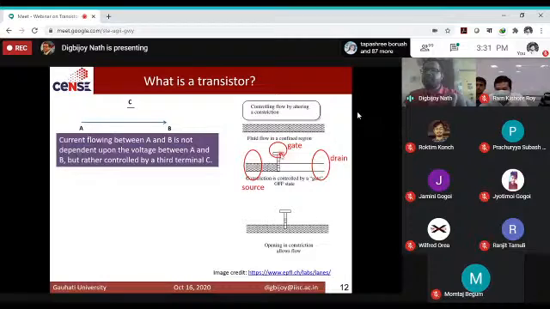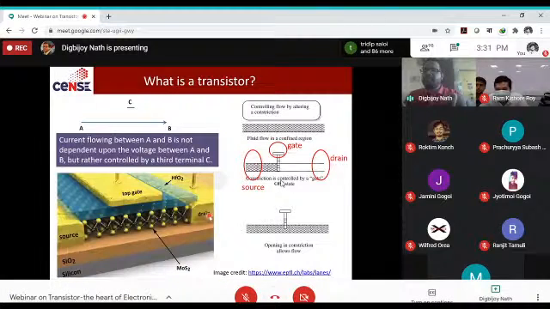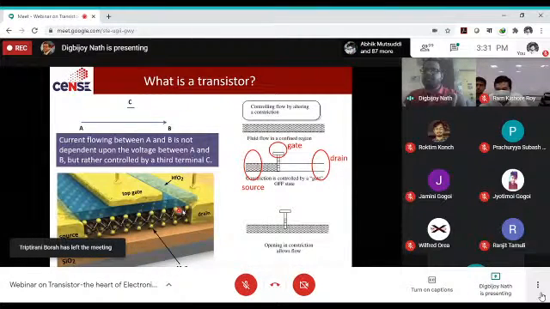Now this is an image, again taken from the internet. This is an image of a transistor. You see, this is a source. This is a drain, and between them there is a material. It's called a semiconductor.